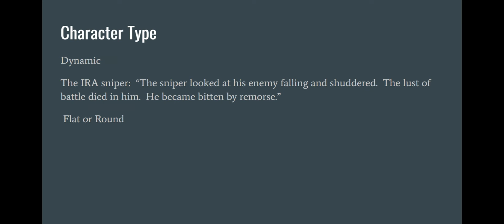I would argue that he's a round character, especially since we know more about him than the other characters. And his character type is revealed through a lot of his actions and his thoughts. There's not a lot of dialogue in this story, but it's revealed in other ways. So that's our brief discussion on the story elements we've seen so far in The Sniper.